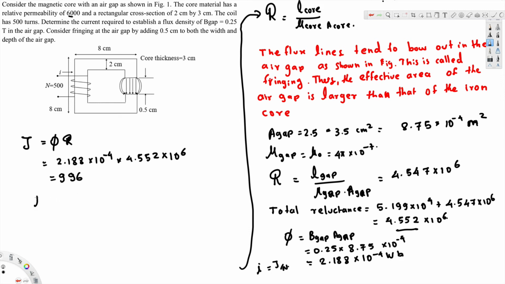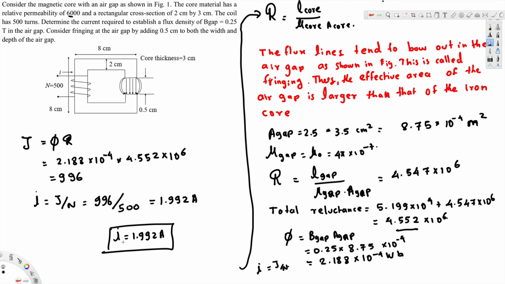Now the current can be calculated using this formula. Current is equal to J over N. J is 996 divided by N, the number of turns, that is 500. So if you divide this by 500, that gives us 1.992 ampere. I is equal to 1.992 ampere, and that's the current. And that's how we do this kind of problems.